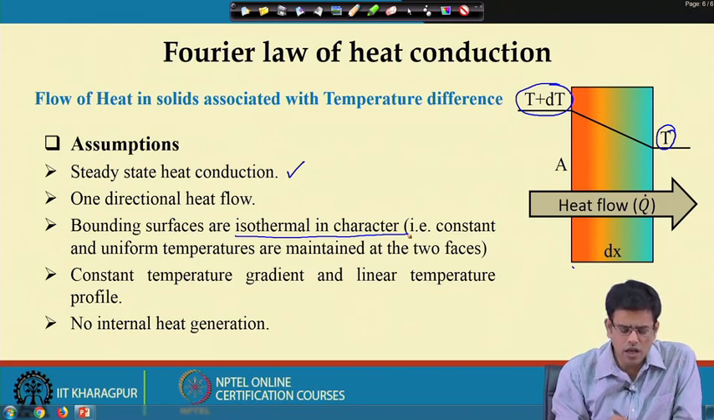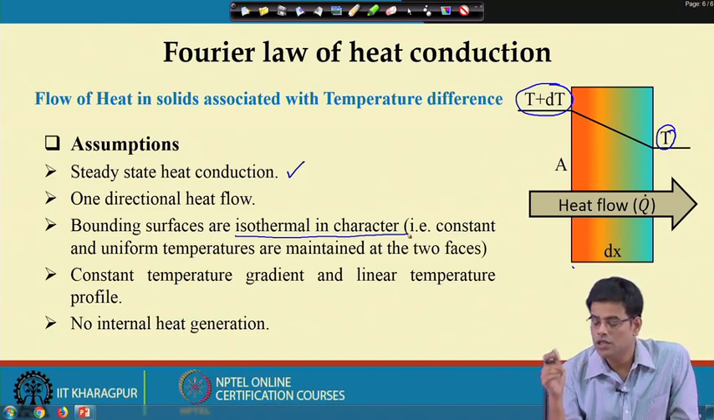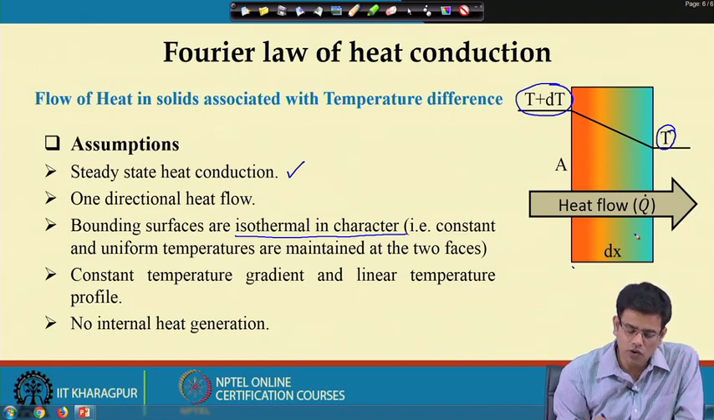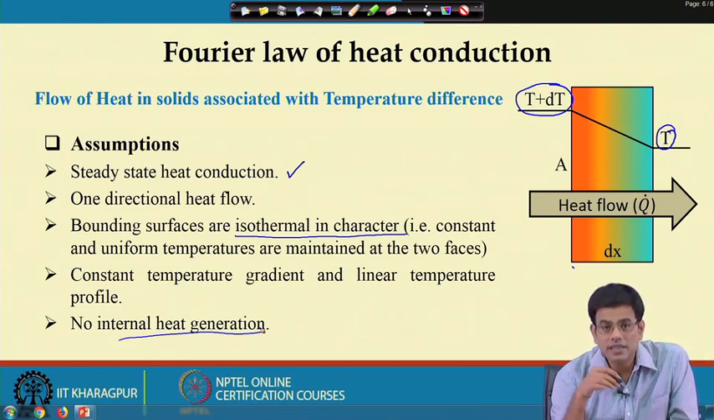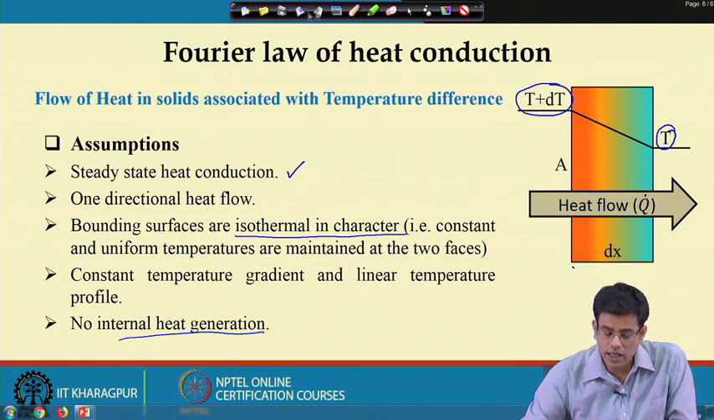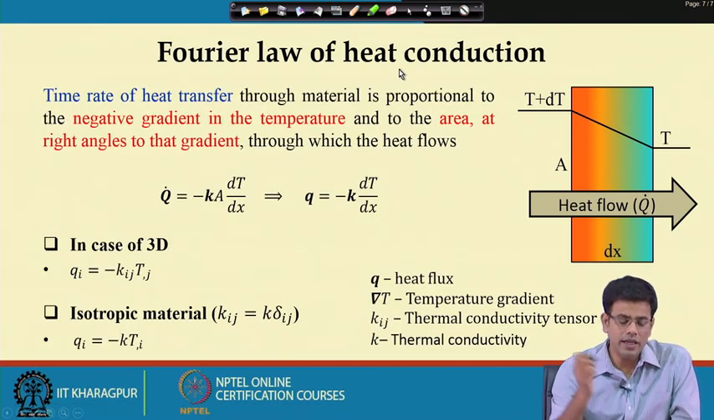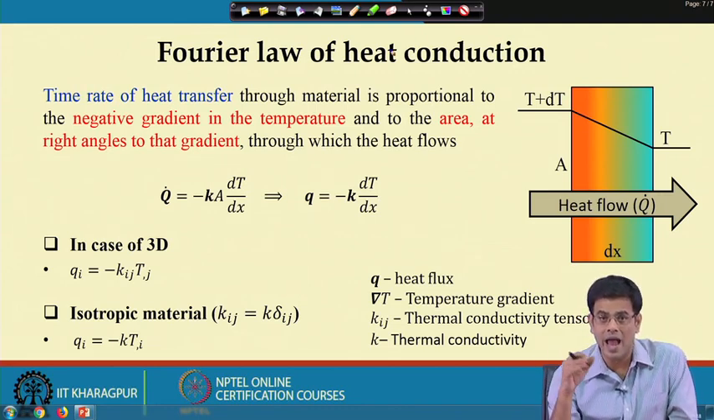So there is a constant temperature gradient, that means a linear profile, and there is no heat source in it. In this body there is no externally supplied heat. When we violate these conditions, the governing Fourier law of heat conduction does not apply. So we will first assume these conditions, and then we will see what the Fourier law of heat conduction looks like. The Fourier law states that the time rate of heat transfer through a material, that is heat transfer over time, is, if the heat is Q, then dQ by dt.